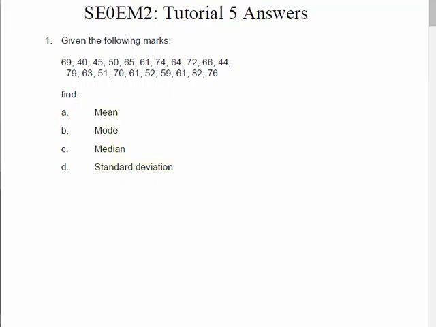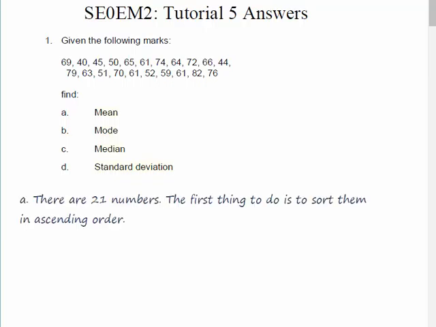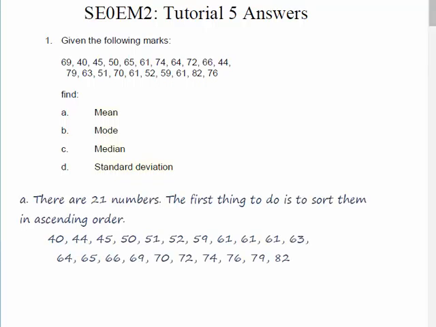Tutorial 5, Question 1. Given the following marks, find the mean, the mode, the median and the standard deviation. First thing to do with data of this sort is to sort it in ascending order. Now we've put it in ascending order, to find the mean, we will add all the numbers together and divide by the number of separate values.